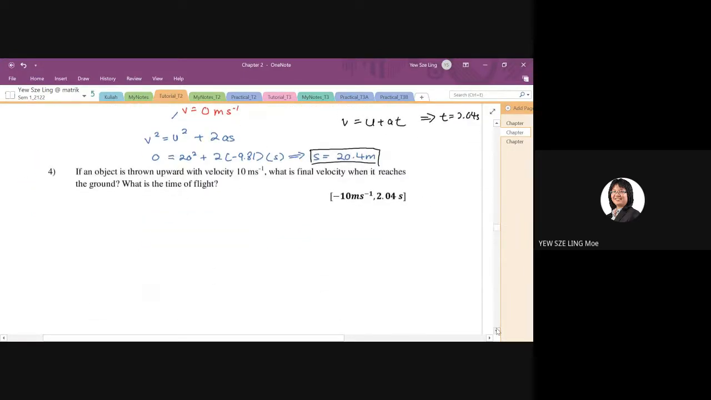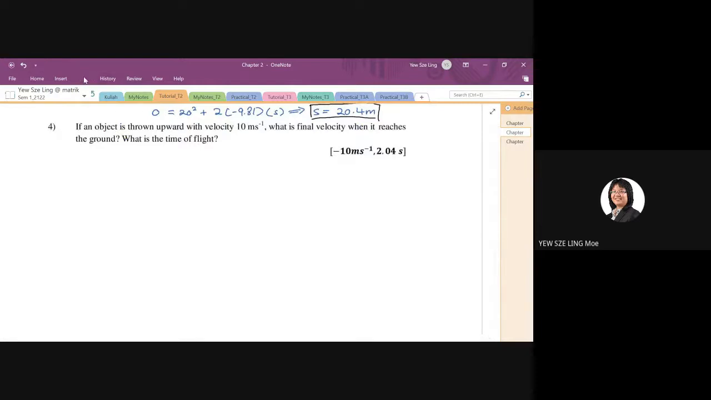So question 4. An object is thrown upwards. Again, you throw it up with a velocity of 10 meters per second. What is the final velocity when it reaches the ground? It's very important, okay? Reaches the ground carries very important information here. And then what is the time of flight?